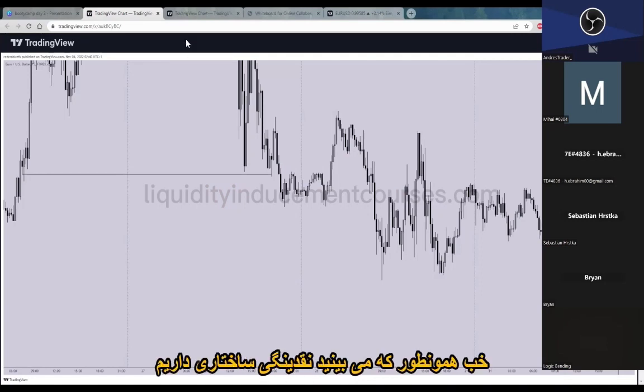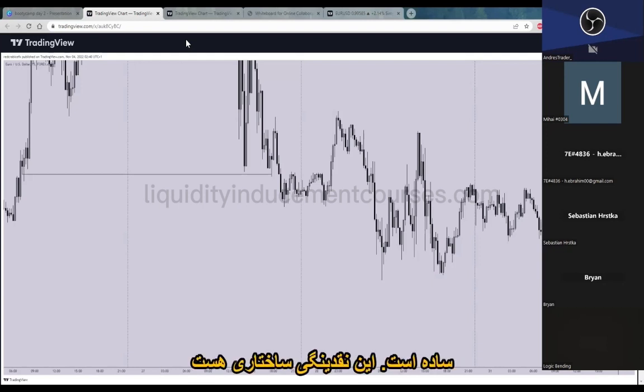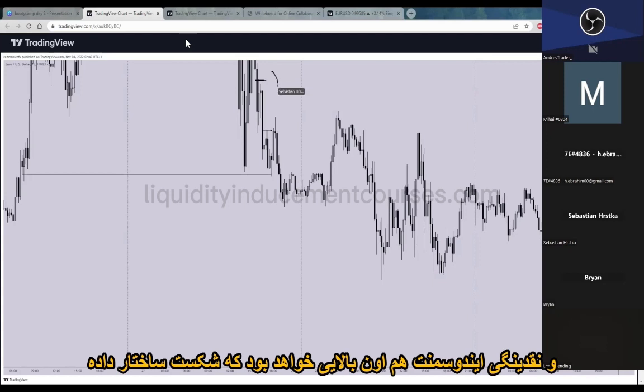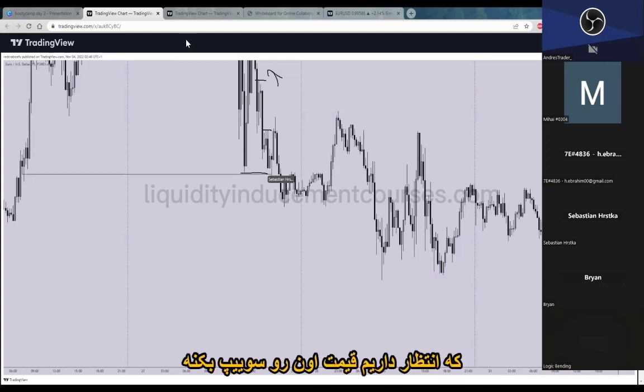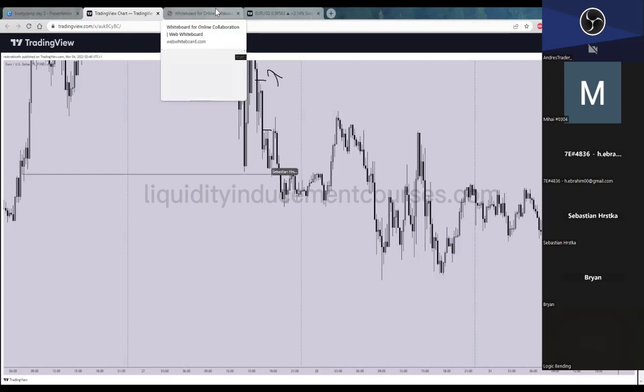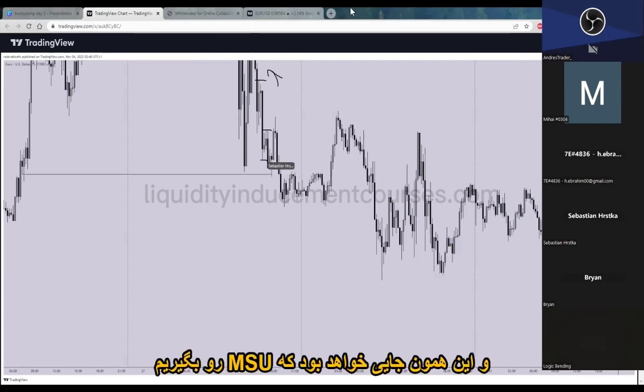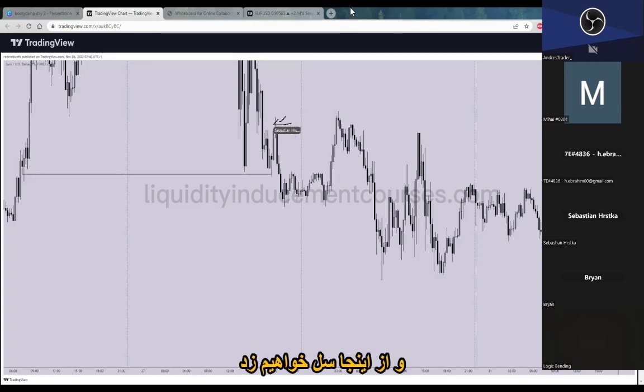Structural liquidity, as you can see, this is structural liquidity, this is structural liquidity. For this whole range, it would be the internal, and the inducement liquidity would be at the top that broke this range, that I would be expecting price to sweep. But on lower time frame, we just broke this, right? And this would be our ILQ that we would take the MSU from and sell from here.